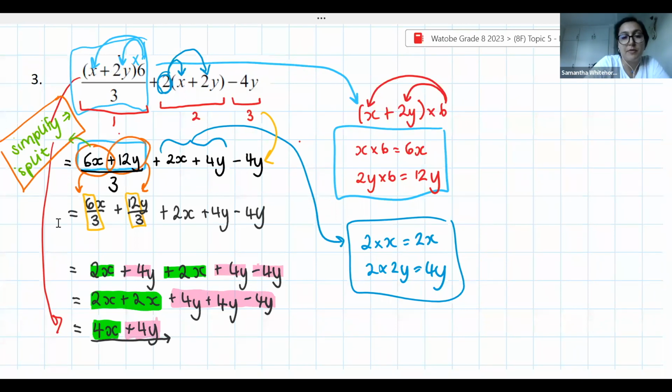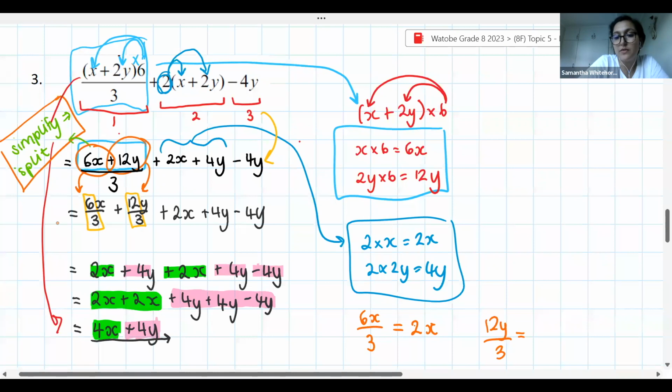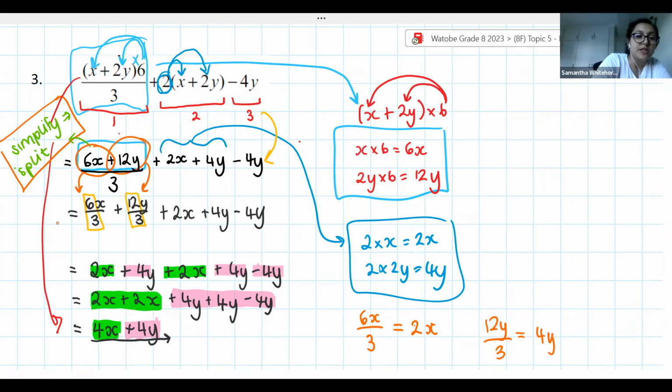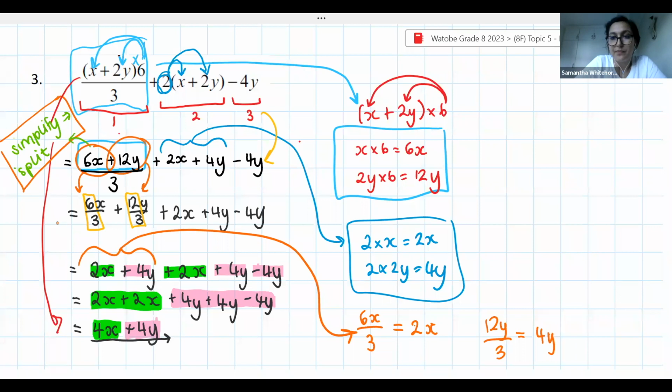That then allowed me to simplify, because if I say 6x divided by 3, if we now do our signs, numbers, variables, positive divided by a positive is a positive, 6 divided by 3 is 2, and then we have our x. The x doesn't go anywhere. And we'll do the same thing with the 12y divided by 3. Positive divided by a positive is a positive, 12 divided by 3 is 4, and then we've got our y. So this is why I've got the 2x plus 4y. That is from my division.